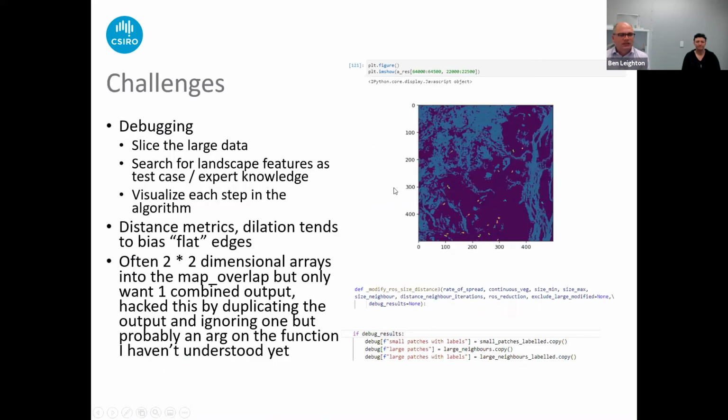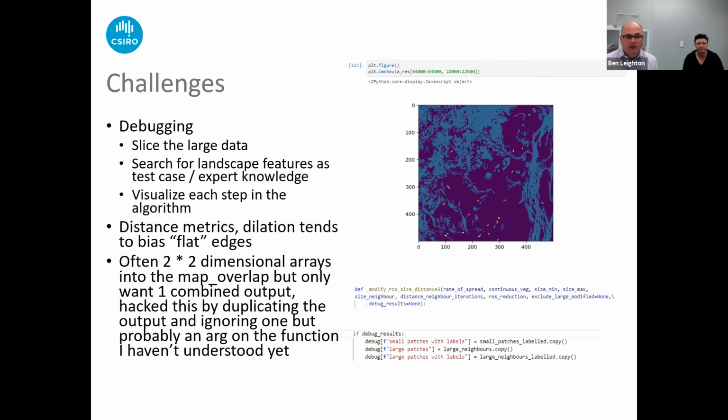So what were some of the challenges that we faced? Debugging is a relatively difficult challenge because the data is so large. What we did to solve that is, in addition to going through and using separate tools to theoretically examine different cases, we also found places in the vegetation by searching through them manually that would be good test cases for the algorithm. And then we sliced our input data to that area to actually visualize and just process that area.